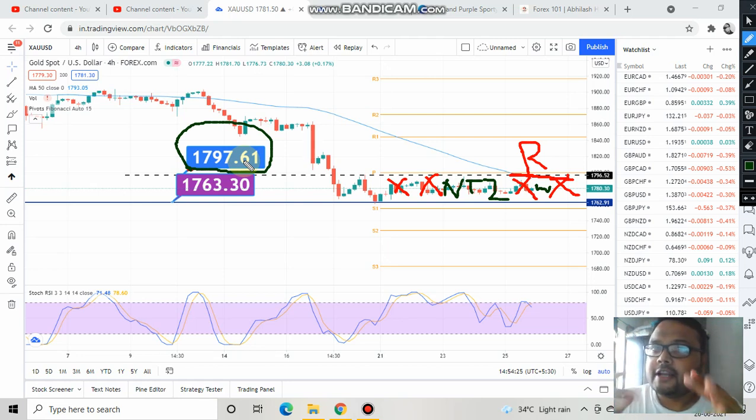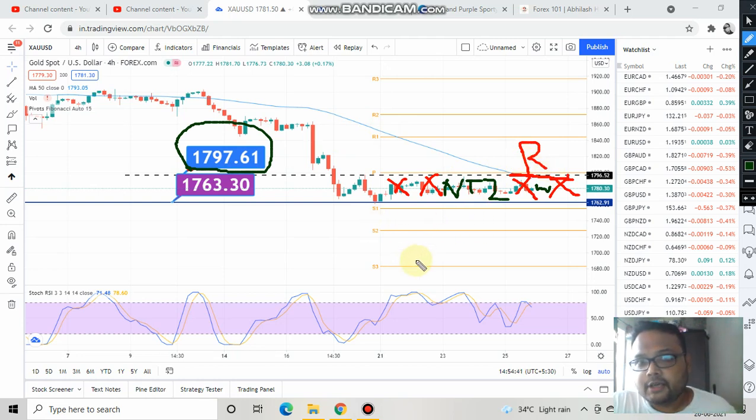Let the market trade above the resistance for 4 to 6 hours and just observe the price. If you see that price is trading comfortably above the resistance, price is not struggling, then you'll get the confirmation that yes, it is a breakout and you can go for a buy order.